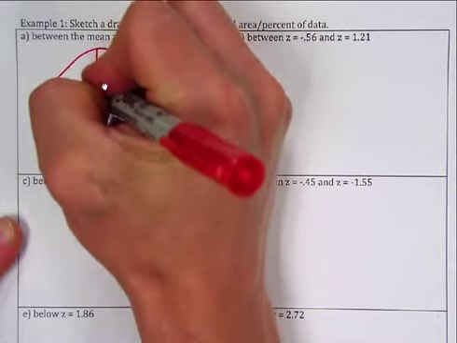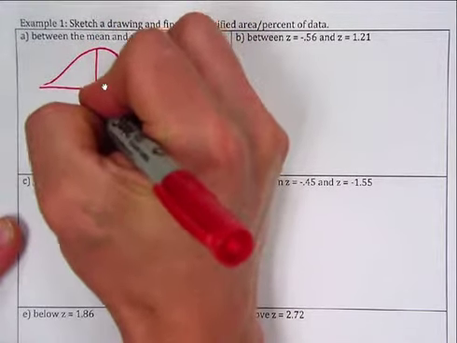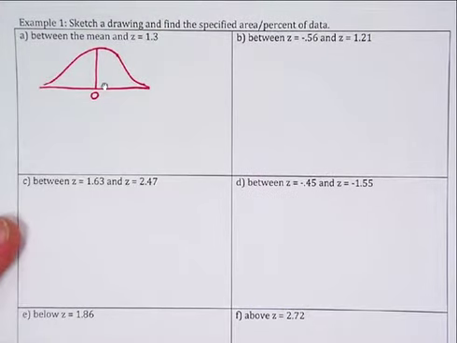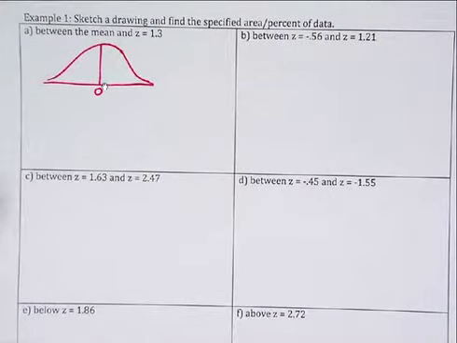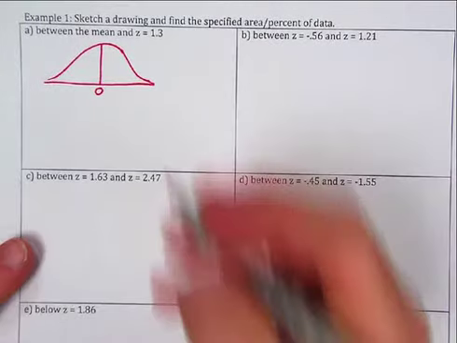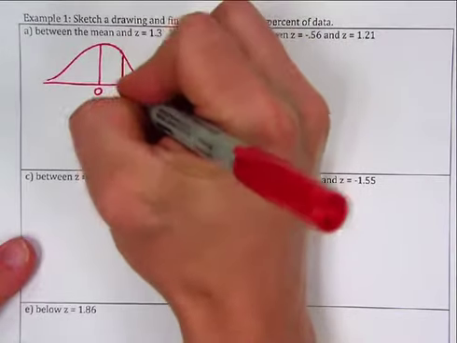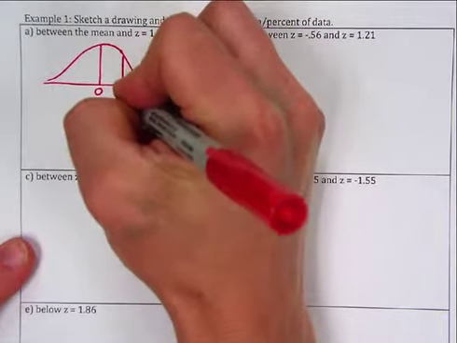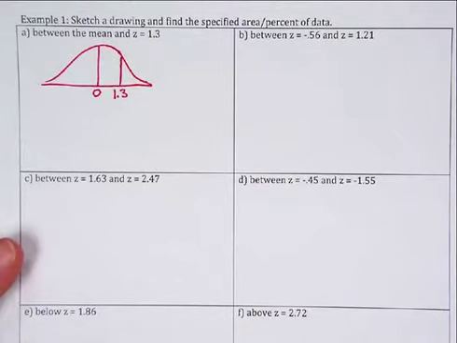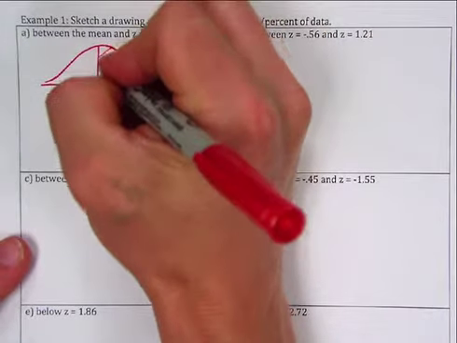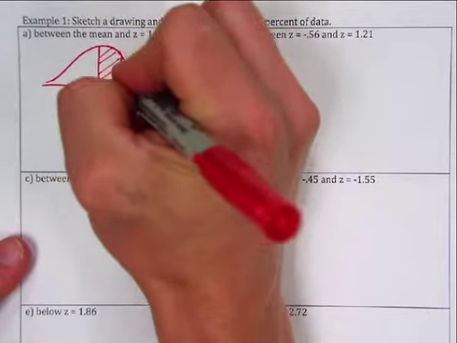So we draw our curve. We put our mean in. We're going to put 0 right there. Now 1.3 is going to be to the right of the mean. It doesn't even matter where you put it. Just make sure it's to the right. Then we're going to shade the area we are looking for.